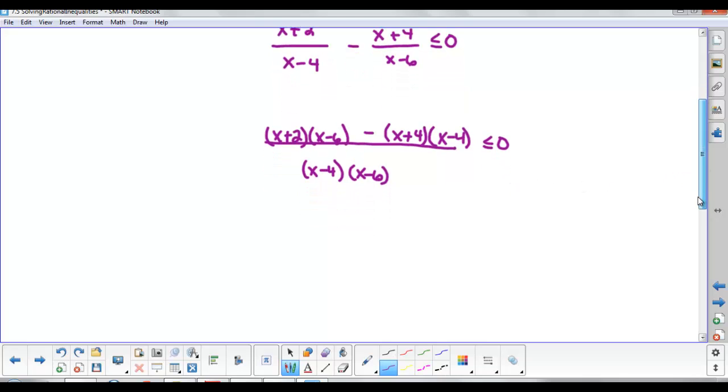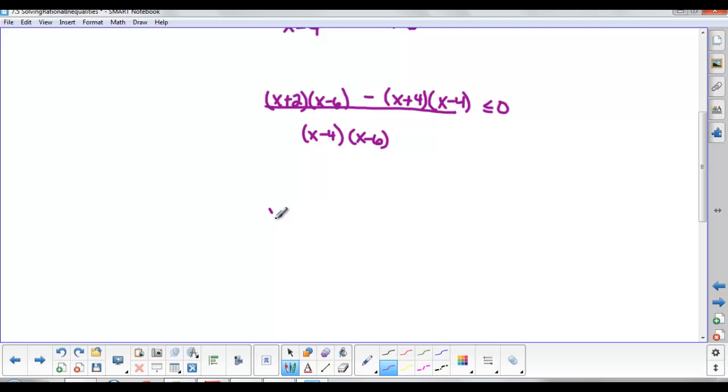Okay, so at this point we will expand. So we actually have x squared, and then minus 6 plus 2, which will actually give us negative 4x, and then minus 12. And now because we are subtracting this expansion here, what I'm going to do is keep everything in brackets, so that way I remember to distribute the negative in a minute.